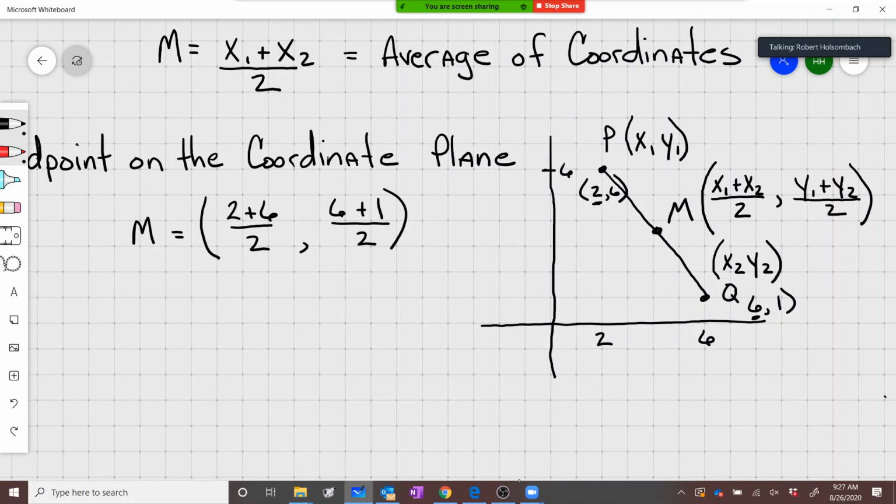So the coordinates of point M are going to be at 2 plus 6 is 8 divided by 2 is 4. And 6 plus 1 is 7 divided by 2. 7 divided by 2 is 3.5. So your coordinates of the midpoint would be at 4, 3.5. Everybody all right with that? Finding the midpoint on a number line, finding the midpoint on the coordinate plane.